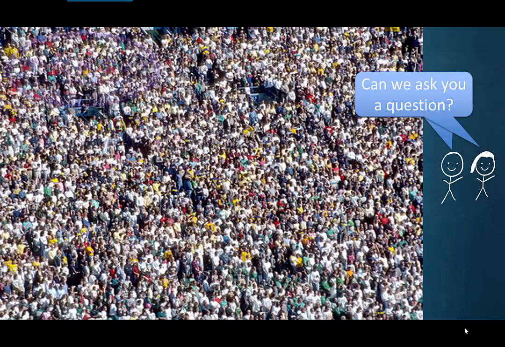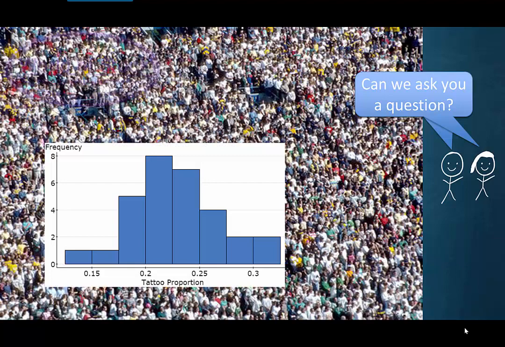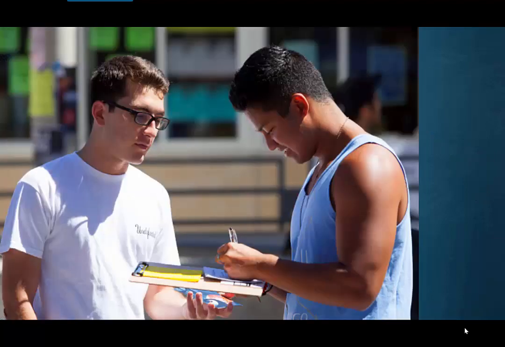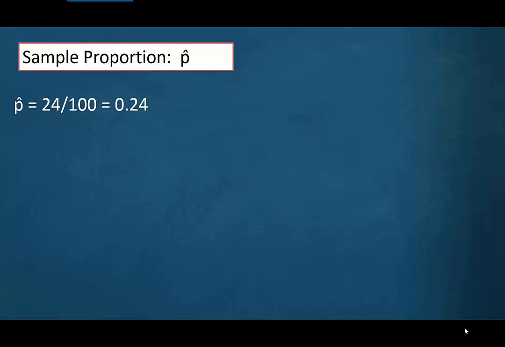Now with the concept of the sampling distribution, we observe the effect of the sampling distribution of p hat. Remember, if we had 30 different samples, we saw that it was approximately normally distributed. However, in practice, we actually only get one sample, and we have to make a prediction about the population based on this one sample. Suppose that we went out and asked 100 students if they had a tattoo. Suppose that our sample was 24 out of 100, which is 0.24 or 24%.